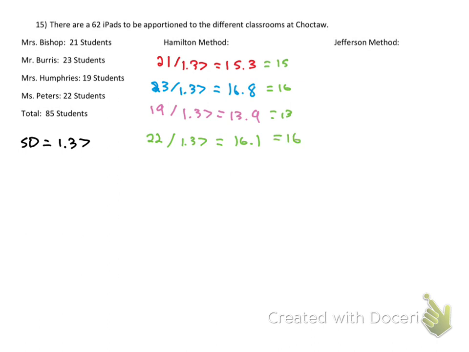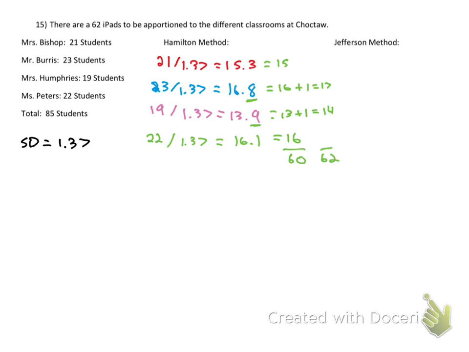If we added all those up, 15 plus 16 plus 13 plus 16, that would give me 60, which is not 62 iPads. I need to apportion 2 more. And so the highest decimals there are 0.8 and 0.9. So we'll add 1 to Coach Burris and Mrs. Humphreys. So he would get 17 and she would get 14 iPads, which then would get us to our 62 iPads. Okay.